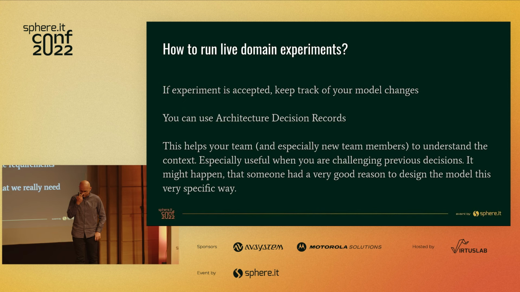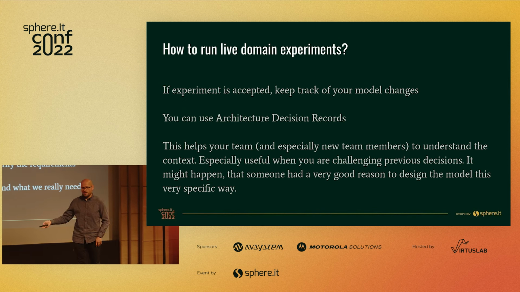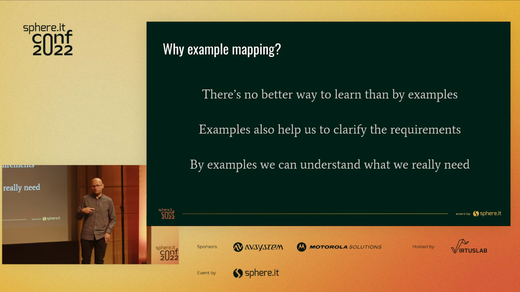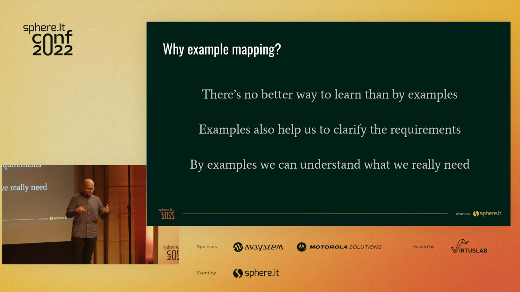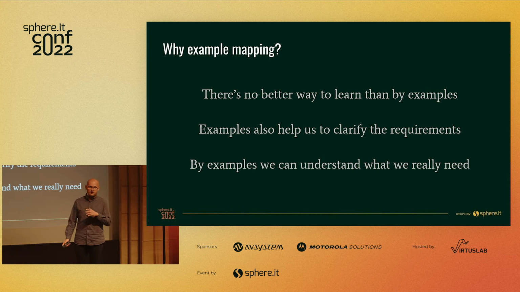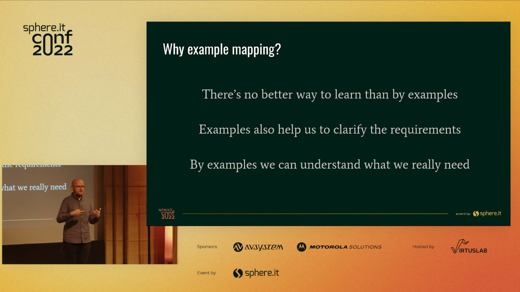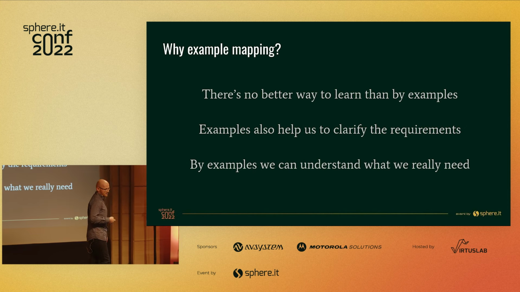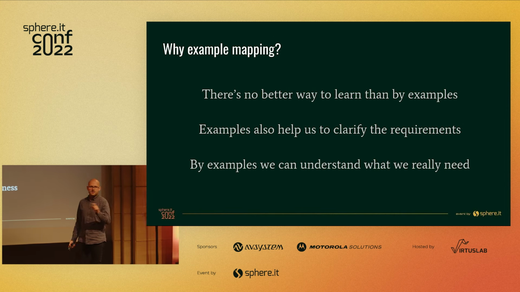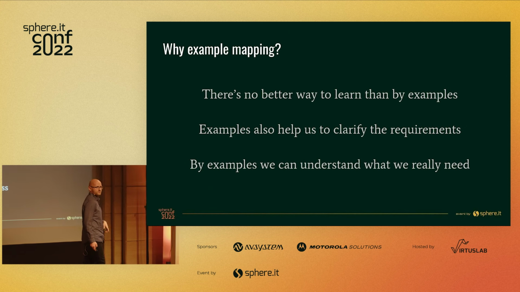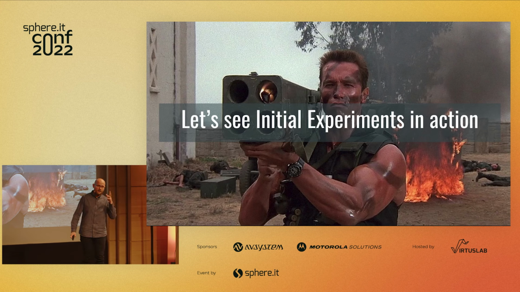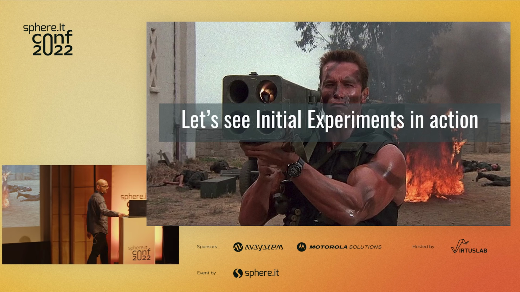OK, so why do I mention example mapping so much, right? Because as I said, in my opinion, there is no other way to learn than by examples. We are learning by doing stuff, right? And the other thing is that examples are actually clarifying stuff. We are creating a common language with business, and we can discuss if it's working correctly or not. OK. So when we combine example mapping with test-driven development, that's the point where it shines. OK, so I'll show the demo of initial experiments now.